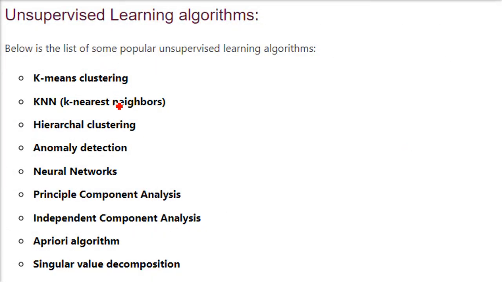So these are the unsupervised learning algorithms. K means clustering, K nearest neighbor, hierarchical clustering, anomaly detection, neural network, PCA or principal component analysis, independent component analysis, a priori algorithm, singular value decomposition.